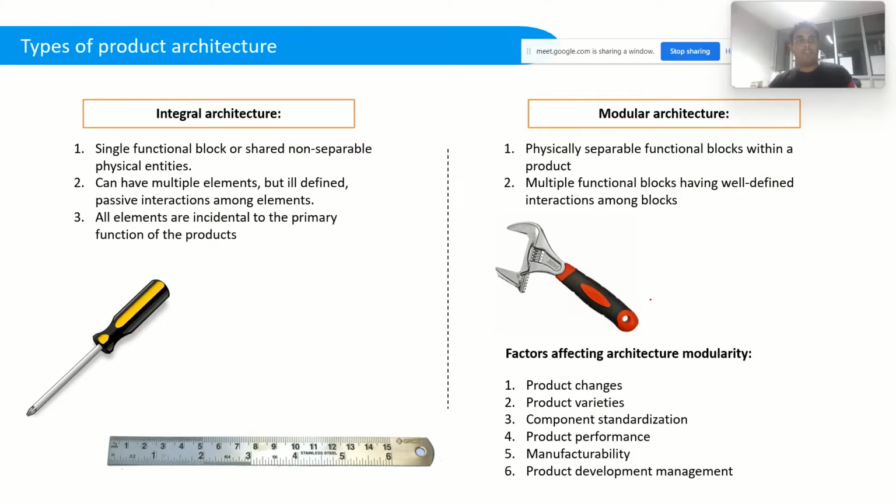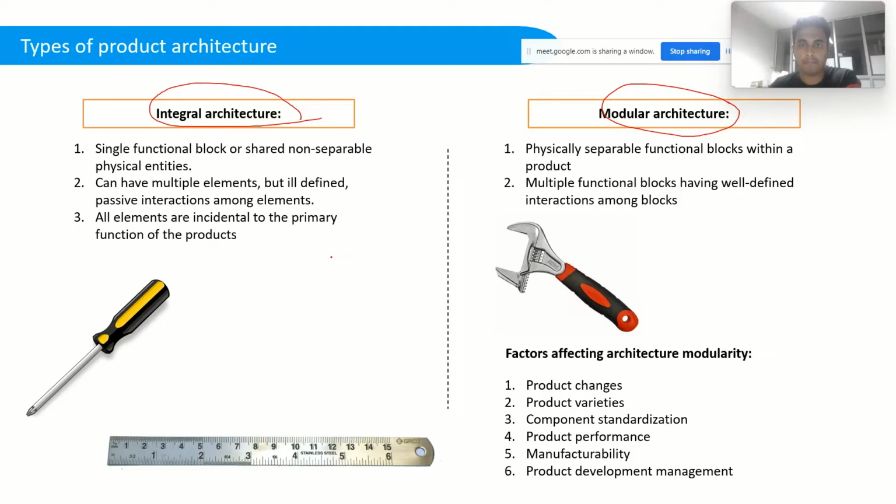So within the product architecture, we have two different types of product architecture. One is integral architecture, and the other one is modular architecture. Do you know what integral architecture and modular architecture are? Yeah, integral architecture is a physical form which has two or three functions, but they are combined together. We cannot separate them, and there is no integrated relationship between the functions.